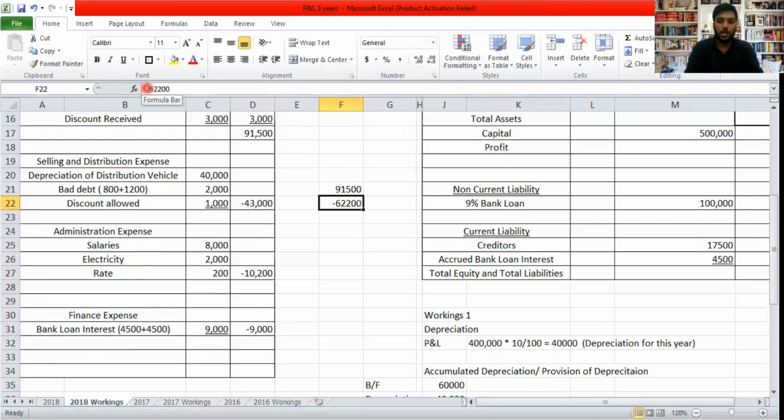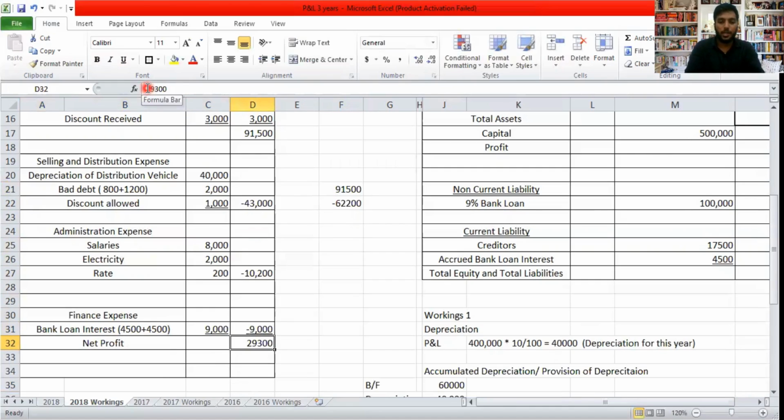So I will deduct the amount from the balance. So 91,500 minus 62,200 will give me 29,300. So I'll write here 29,300, and I will write here net profit. So that's it. Then we move on.